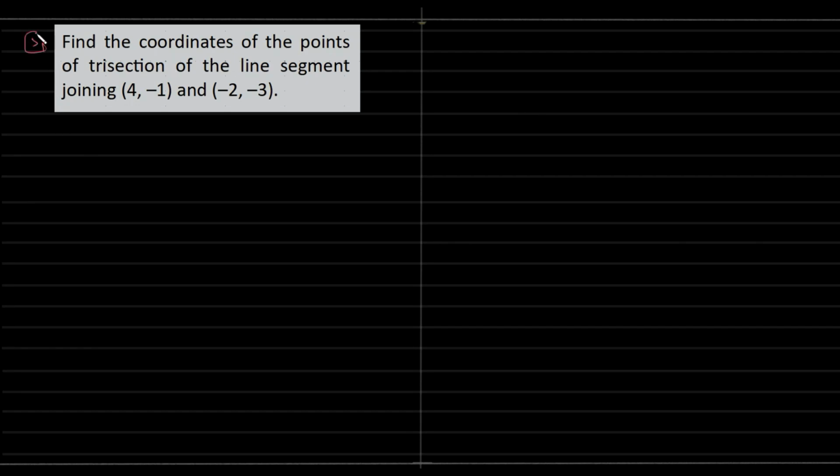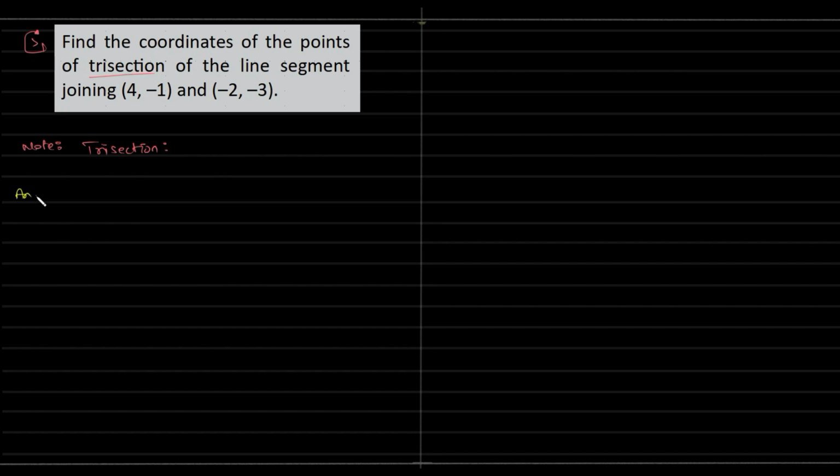Find the coordinates of the points of trisection of the line segment joining these two points. First, we have a new word here, trisection. We don't understand that. Section means cutting it into parts, right? Trisection. What do you think it means? The basic idea is dividing the line into 3 equal parts.